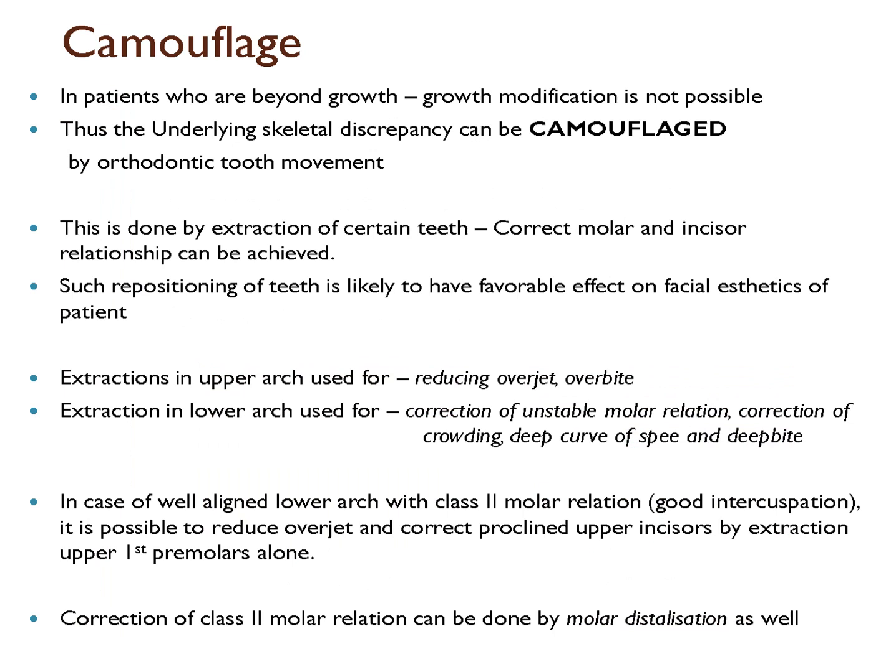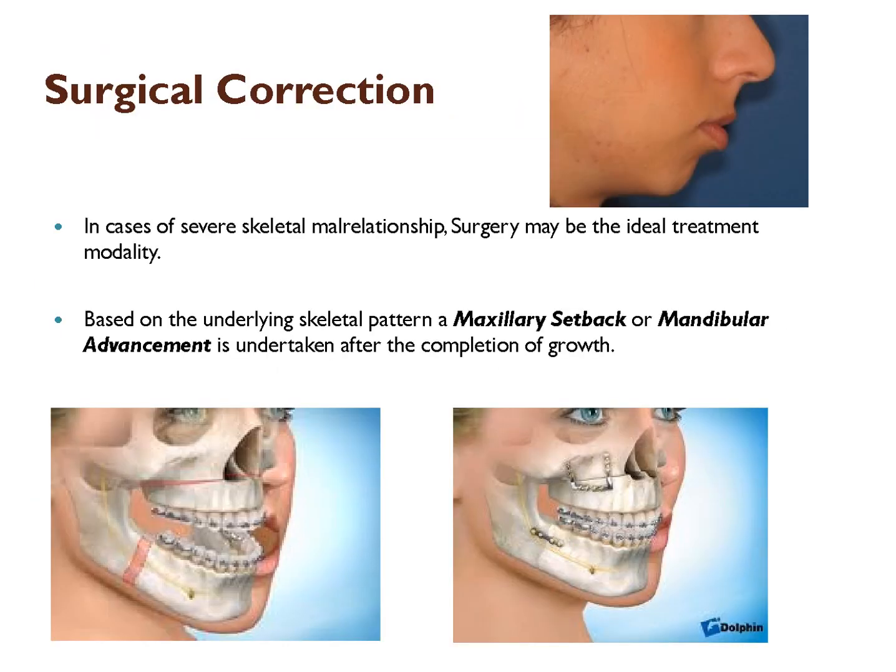Like I was telling you, what is camouflage? This is done by extracting certain teeth, right? And such repositioning is likely to have favorable effects on the facial aesthetics of the patient. So the patient is still looking good without the surgery. Now in this I would like to show you the bilateral sagittal split osteotomy I was talking to you about, right? And a maxillary setback.